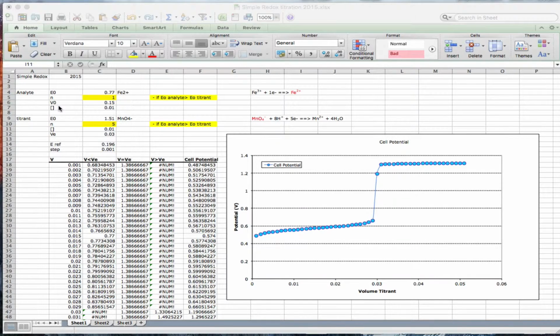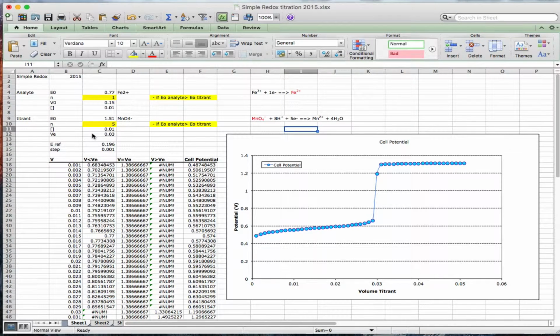My analyte in this case is iron, so it is in the beaker. I need to give it the standard potential, the number of electrons transferred, the initial volume, and the initial concentration. My titrant is permanganate, and I again know its standard potential, number of electrons involved in the half reaction, and the concentration. The equivalence volume is calculated using the electron stoichiometry, so I just have that as a hardwired value.